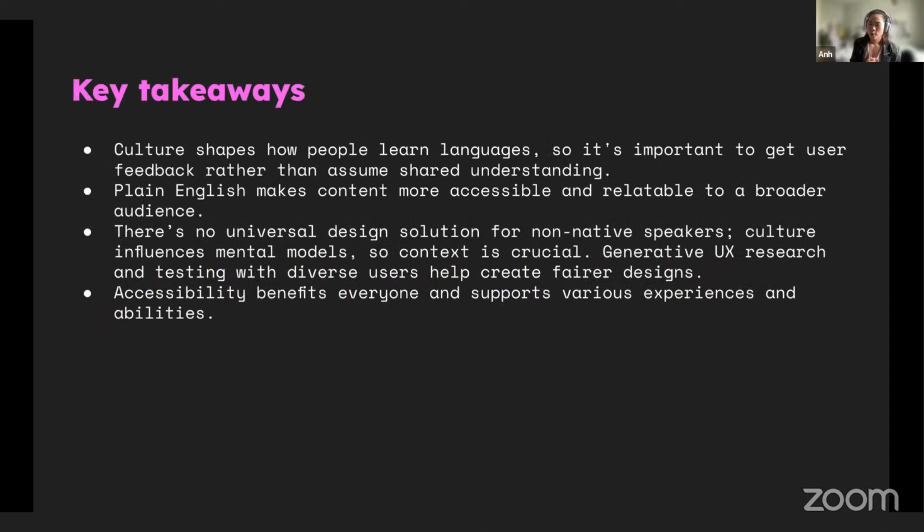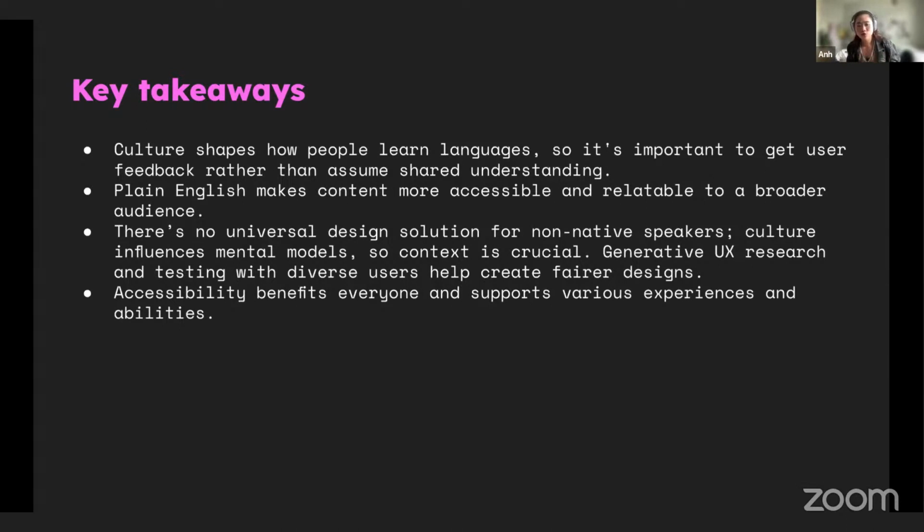Key takeaway here. Again, culture shapes how people learn languages, so it's important to get user feedback rather than assume shared understanding. Plain English, go plain English all the time. Just make content more accessible and relatable to a broader audience. Keep your language simple. You don't have to use fancy or big words. As long as the user can use it, they're happy. And there's no universal design solution for non-native speakers. Culture will influence the mental models.